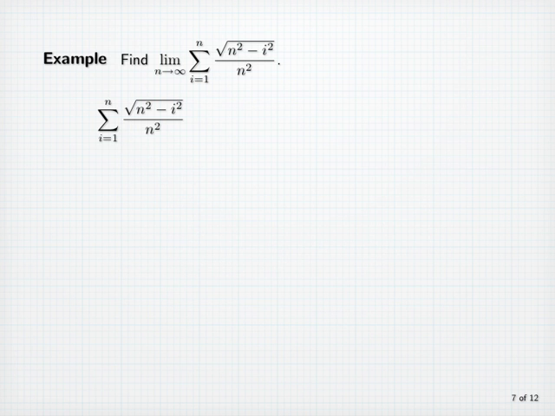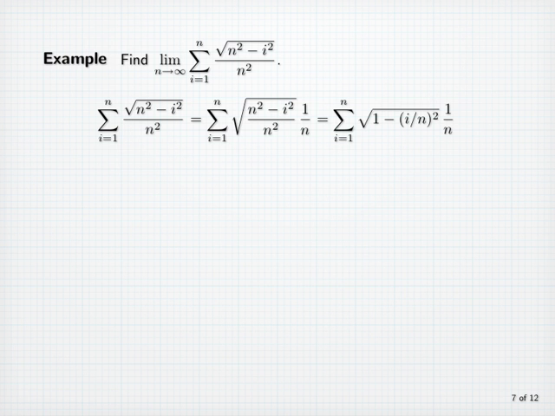Now, let's look at our sum. We'll rewrite the summand, the square root of (n squared minus i squared) over n squared, as the square root of (n squared minus i squared over n squared), all underneath the radical, times 1 over n. The quantity under the radical can be rewritten as 1 minus the square of i divided by n.